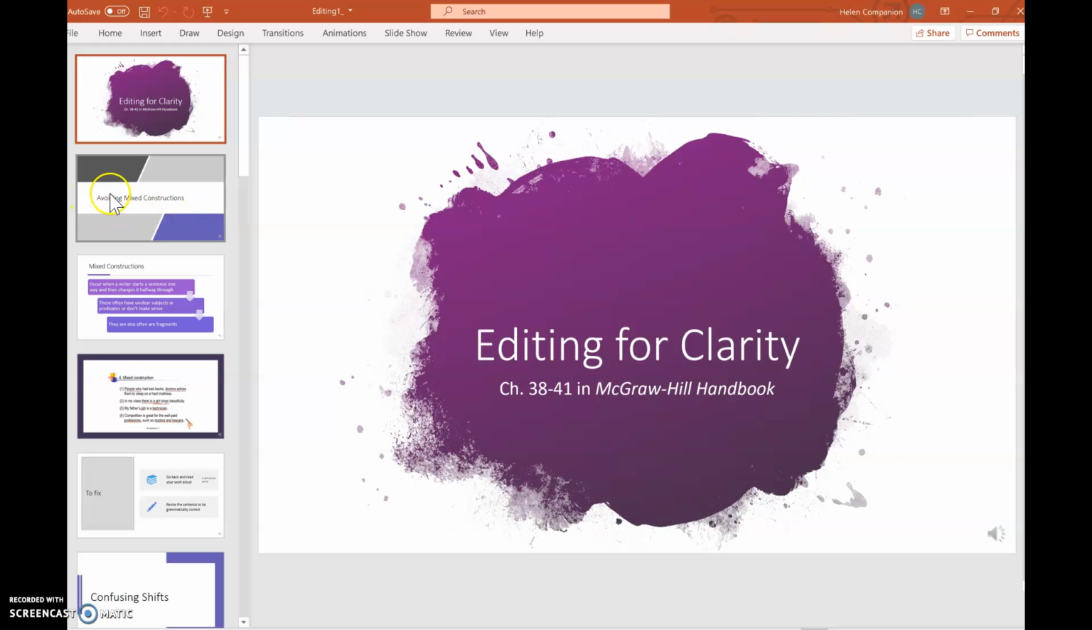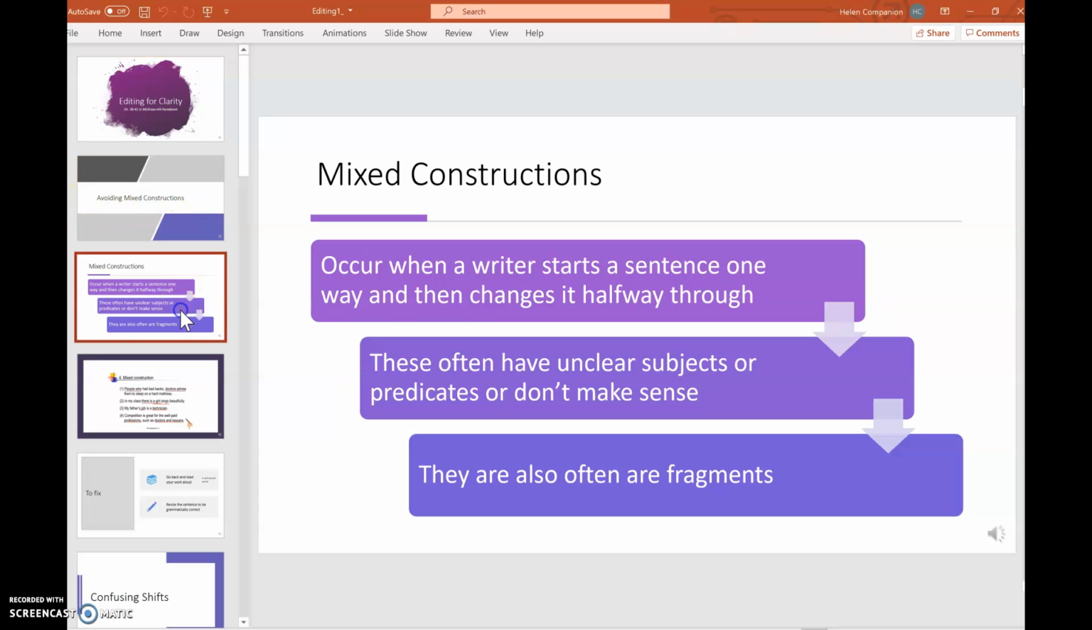So the first thing I wanted to talk about is avoiding mixed constructions. Mixed constructions occur when a writer starts a sentence one way and then changes it halfway through. That makes the subject or the predicate unclear, or the sentence itself doesn't make sense. And because they don't tend to have a clear subject and a predicate, even if they're really long, they're also fragments.